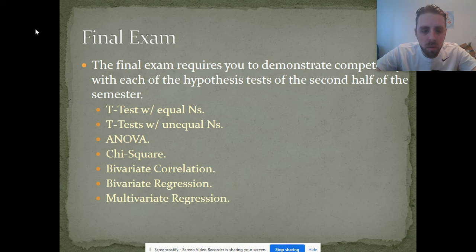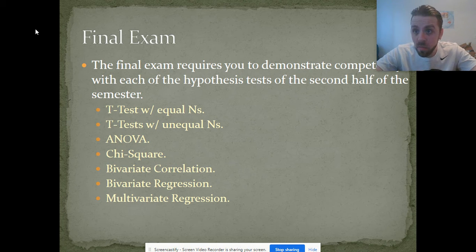You will need to do an ANOVA problem. You will need to do a chi-square problem. You will need to carry out bivariate correlation by hand. You will need to carry out bivariate regression by hand, and you will need to interpret multivariate regression tables that are presented to you, and to be able to interpret the interval level independent variables, categorical independent variables, R squared, and the y-intercept of a model.